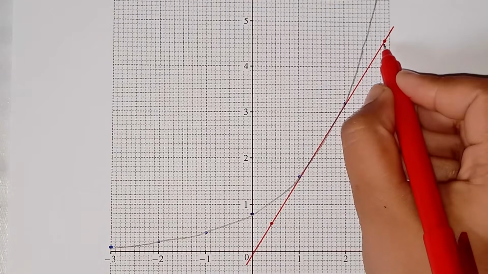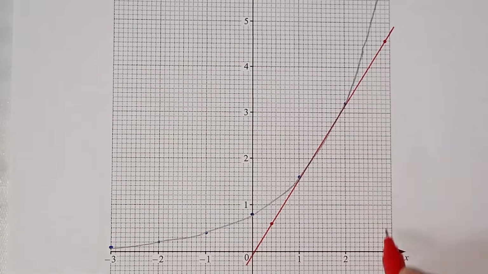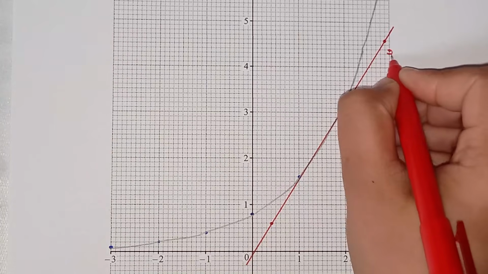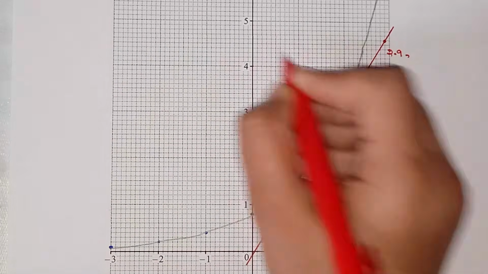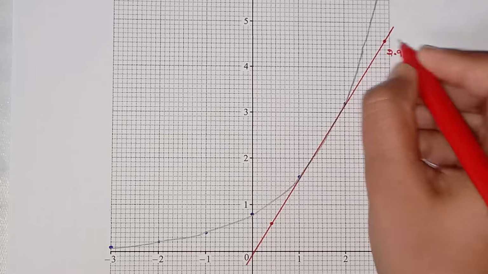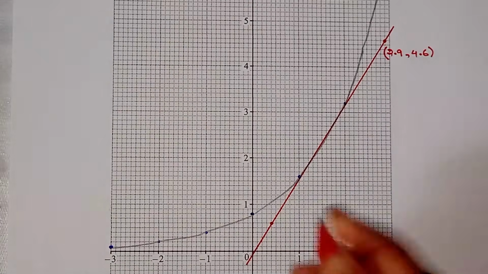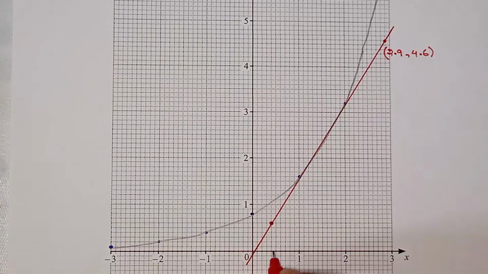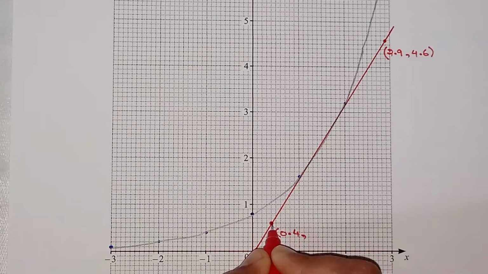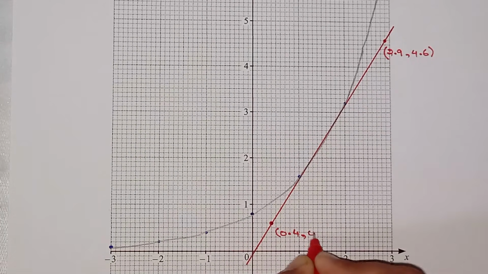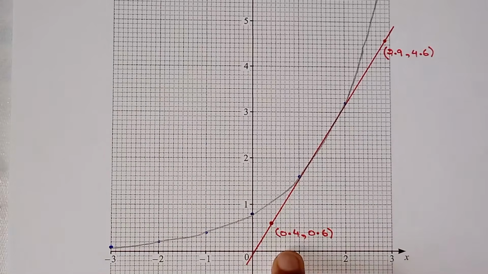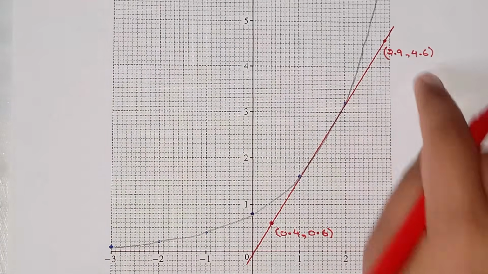So now we can take any 2 points on the line to find out the gradient. So if we take this point, here x is 2.9 and the y value is 4.6. And the second point, I considered this. Here the x is 0.4 and the y is 0.6. So these are the 2 points, 0.4, 0.6, and 2.9 and 4.6.